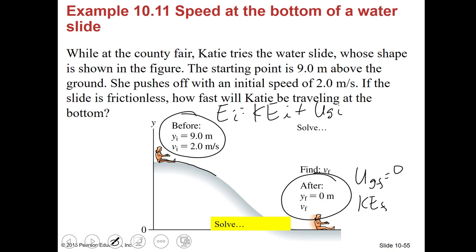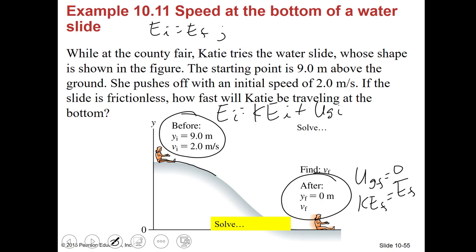We can solve it, though, like this. We just know how much energy we start with. It's got to be equal to how much energy we end up with. So the final energy is just kinetic energy. We can set those equal to each other. So the initial energy, I'm going to write it up here at the top. The initial energy is equal to the final energy.